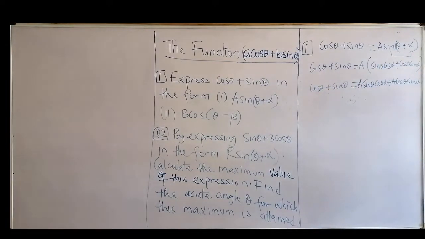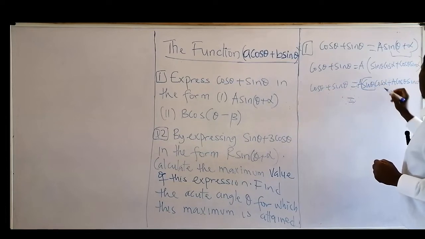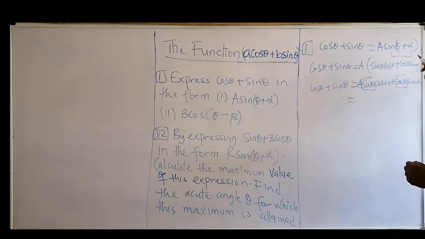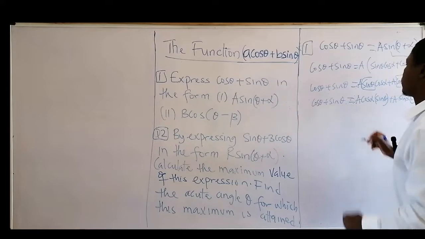Then the next thing to do is to equate the coefficients of sin theta and cos theta. Let's try to rearrange this, but it's not a must. So this will be equal to A cos alpha sin theta plus A sin alpha cos theta, and that equals cos theta plus sin theta.